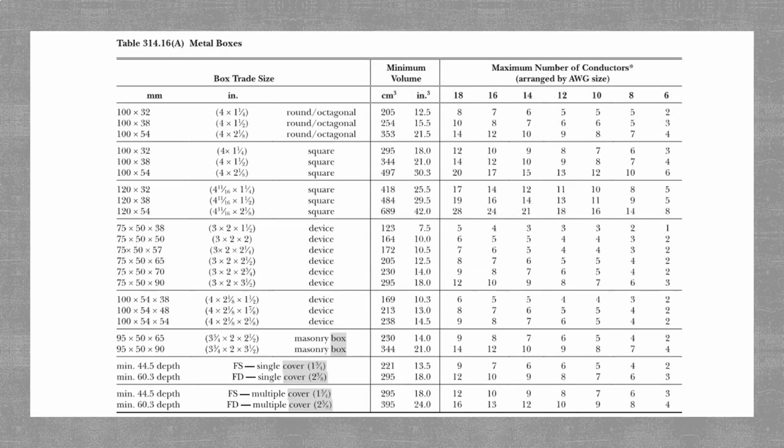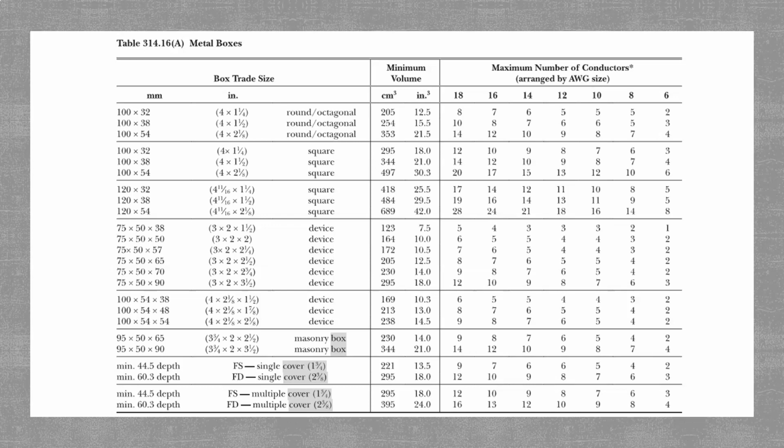So looking at table 314.16a here, this table can look a little bit confusing at first, but once you break it down, it's not really that bad. On our left-hand column here, we can see the box trade size. So in other words, what that box is going to be commonly referred to as. And then we have our millimeters and inches columns. We're going to be sticking with inches, since I'm guessing that's what most people in this course are familiar with.